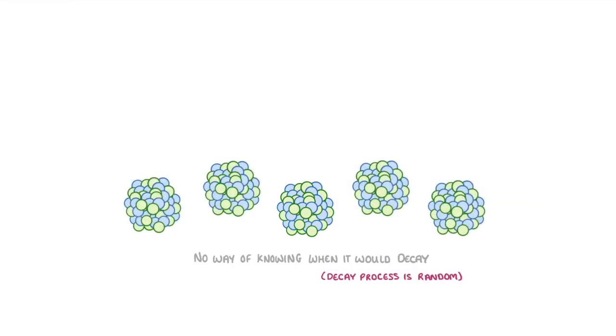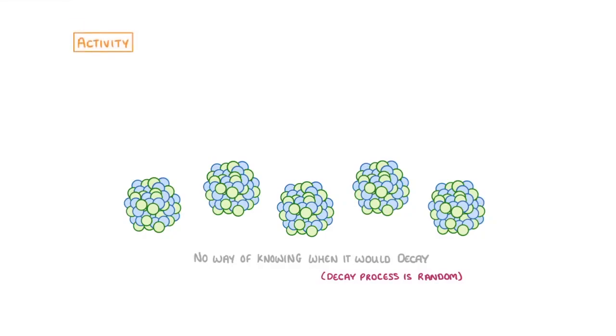If we were to consider a single radioactive isotope, we'd have absolutely no way of knowing when it would decay, because the decay process is completely random. However, if we have a large enough sample of radioactive isotopes, then even though we couldn't tell when any individual isotope would decay, we can still find out 2 very useful things.